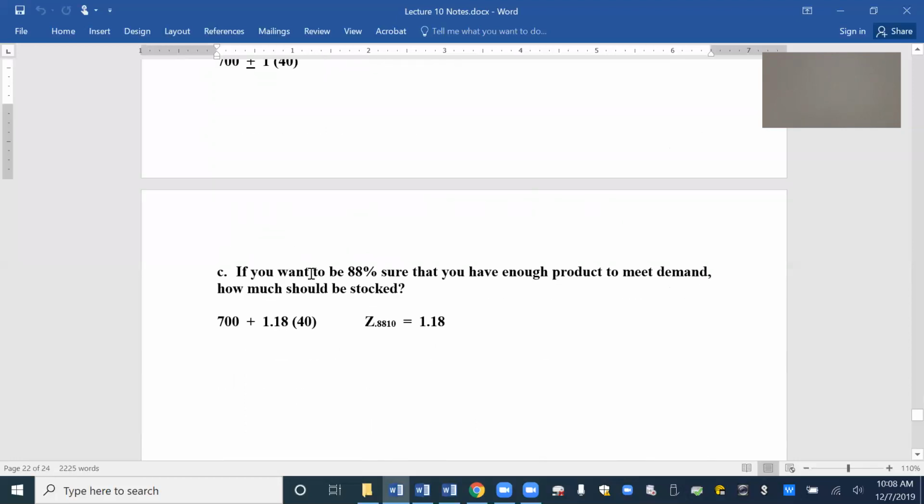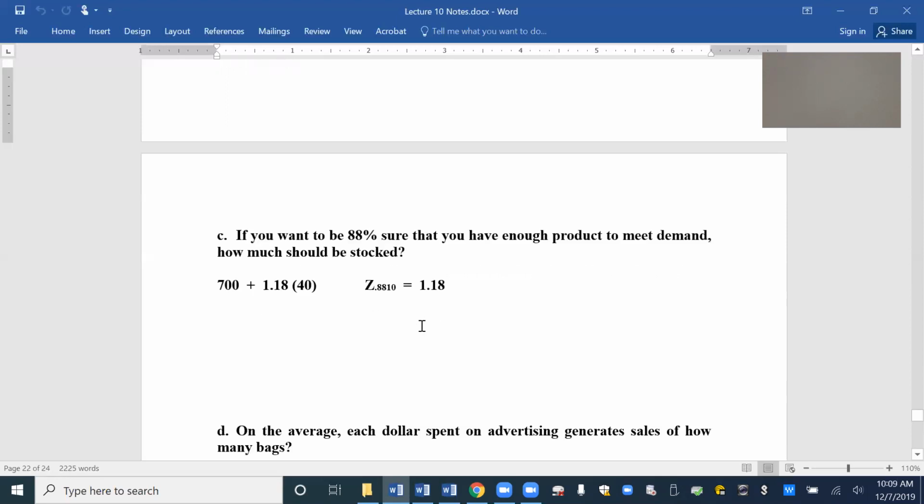If you want to be 70 or 88% sure you got enough, how much should you stock? Okay. 700 plus, look up the 88th percentile for me. You need to step off 1.18 steps. Okay. Woe is we, woe to the you who do not know how to use the normal distribution. Woe to you.